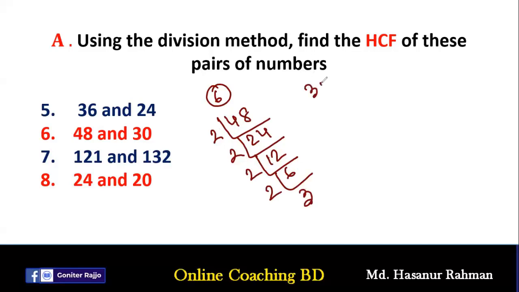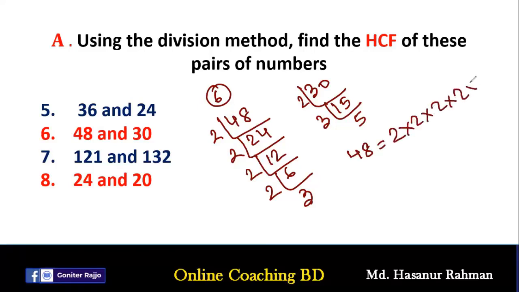Similarly, if we want to divide 30, we can easily divide 30 by 2, it will be 15. 15 divided by 3 will be 5. So we can express 48 and 30 in this way. 48 is equal to 2 multiplied by 2 multiplied by 2 multiplied by 2 multiplied by 3. And 30 is equal to 2 multiplied by 3 multiplied by 5.